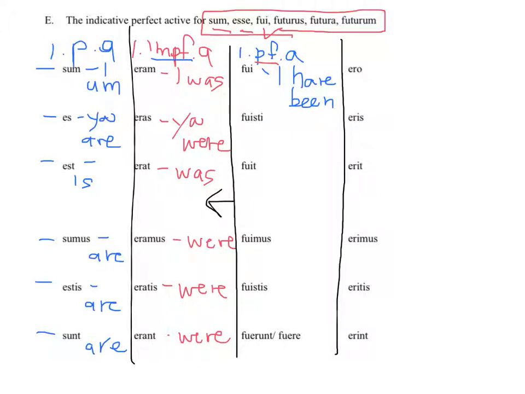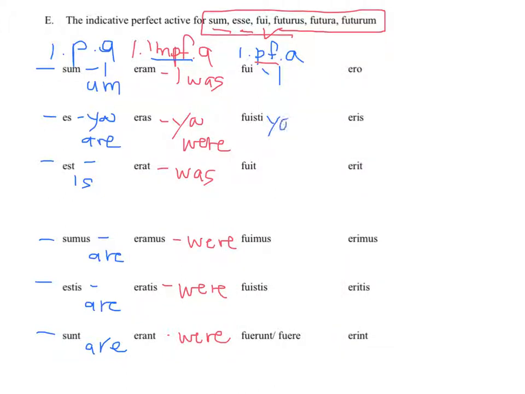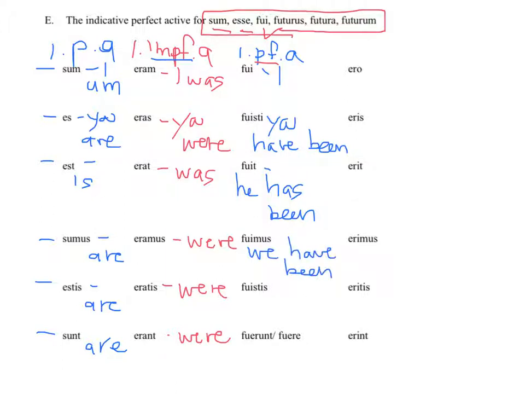So fui would be I have been, fuisti would be something like you have been. Fuit obviously would be something like he has been, or she has been, or it has been. Fuimus, we have been. Fuistis, you all have been. And then fuerunt, something like they have been.